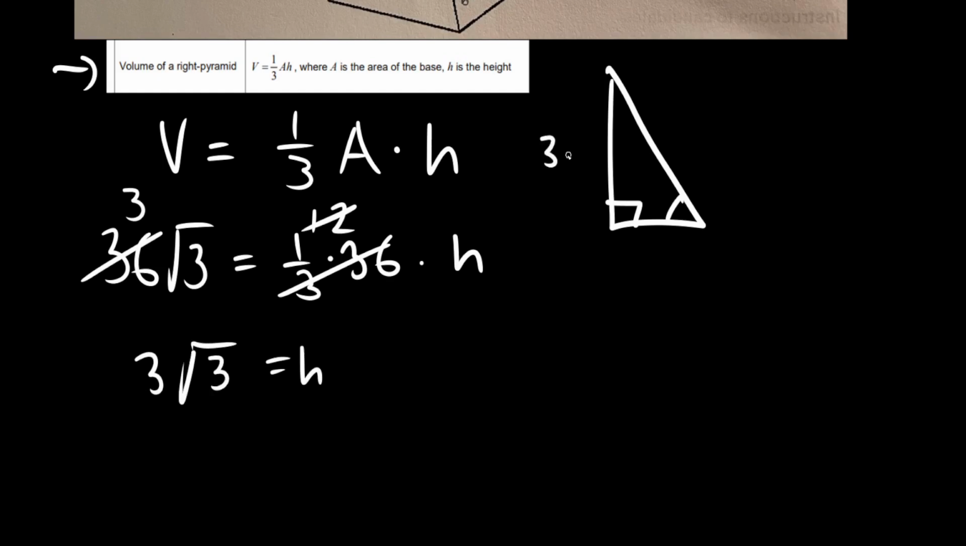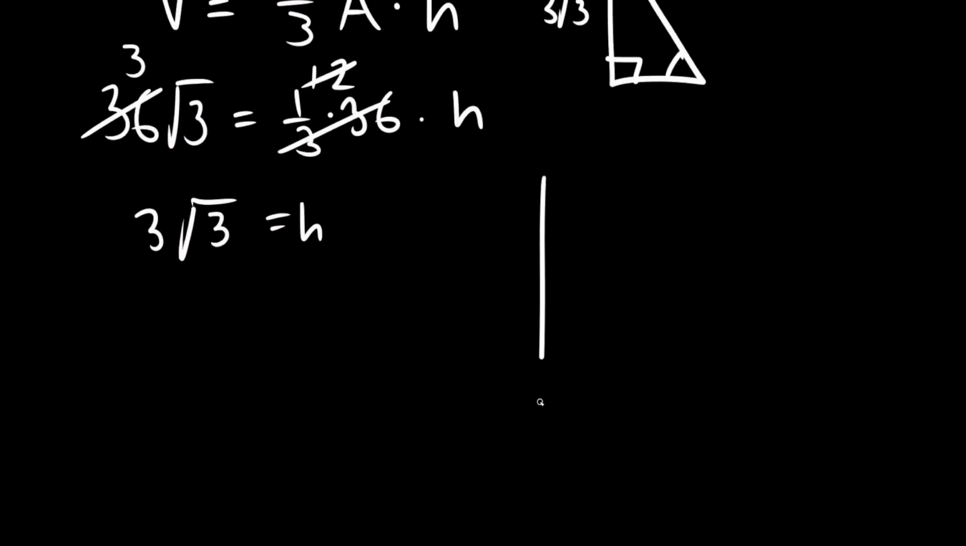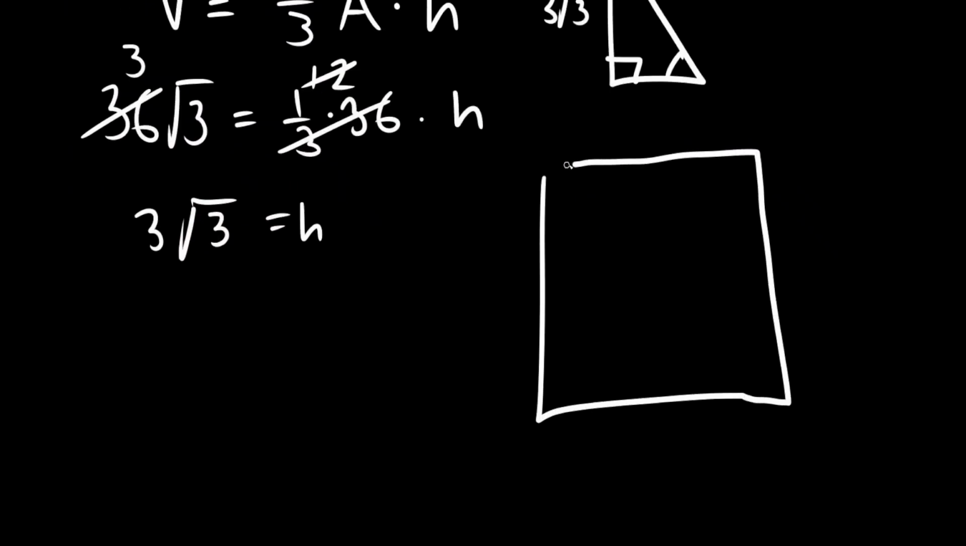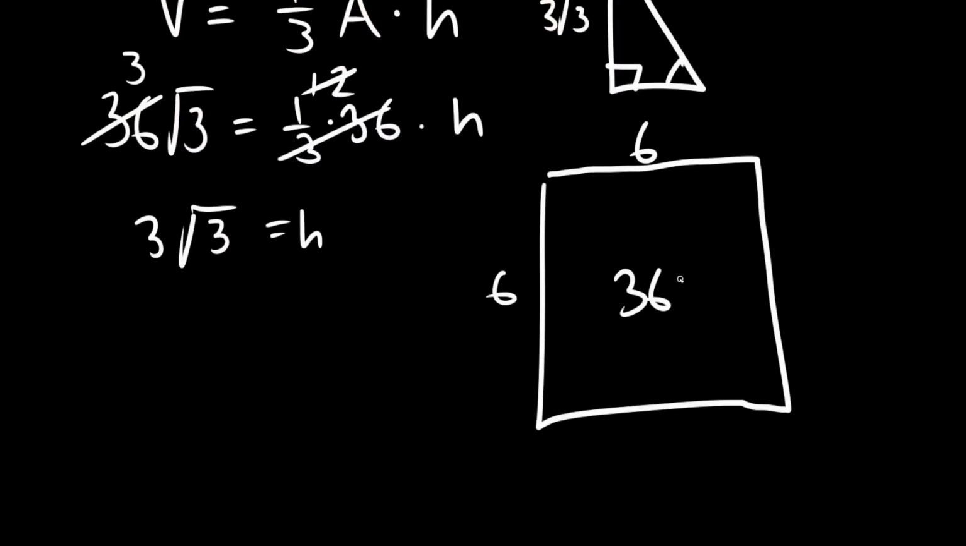So we know that this component here is 3 root 3. And to figure out this angle, we either have to have the hypotenuse or find the base. And we're going to find the base because we have this handy information given to us that the area of the square is 36, which is a perfect square, which means that the sides are 6 and 6. And of course, if you look at this diagram, this line here is half of the length of the square. So this is 3.